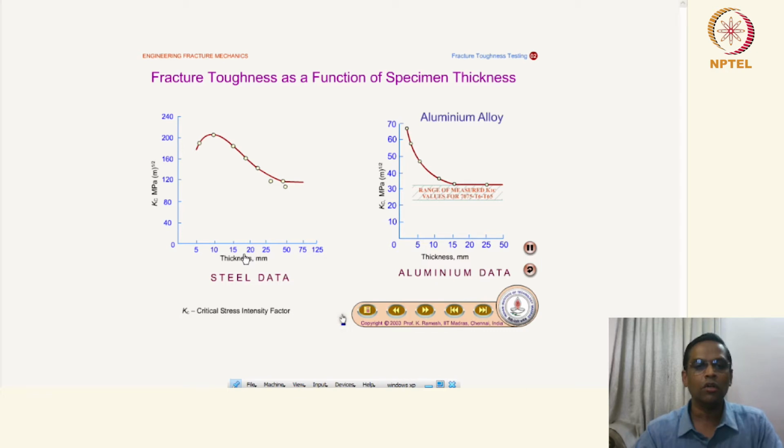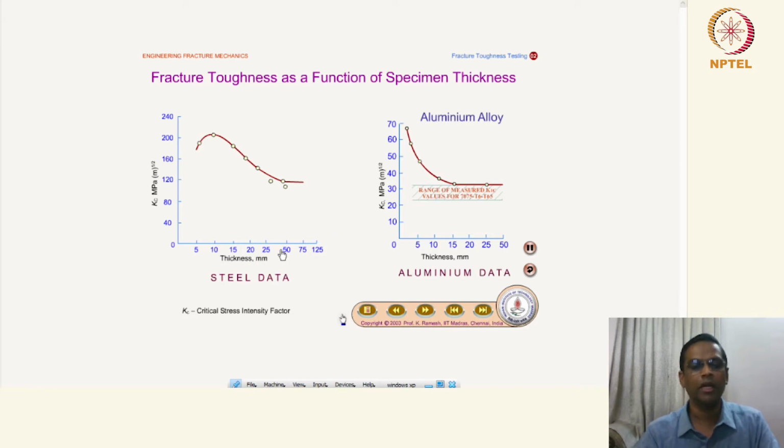What is interesting to note here is that in the steel data, the plane strain condition is obtained at approximately 25 mm. On the other hand, in the aluminum alloy, it reaches the plane strain condition at only 15 mm of thickness. So this is very different. It is important to note that every material will have a characteristic specimen thickness for fracture toughness testing. This is an important point to note.